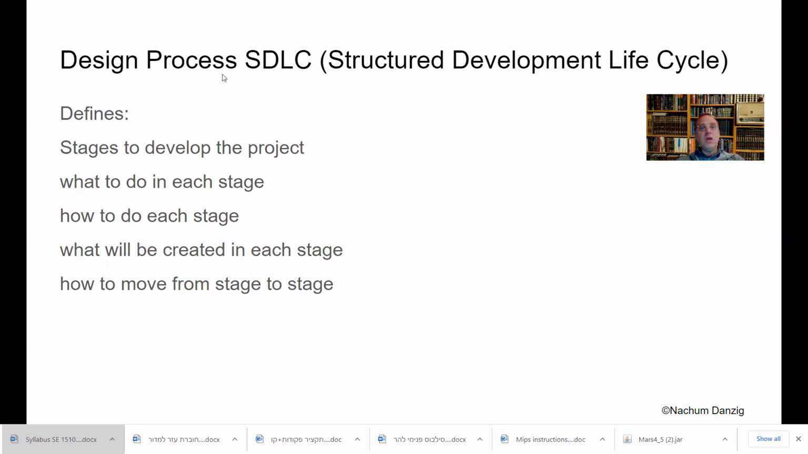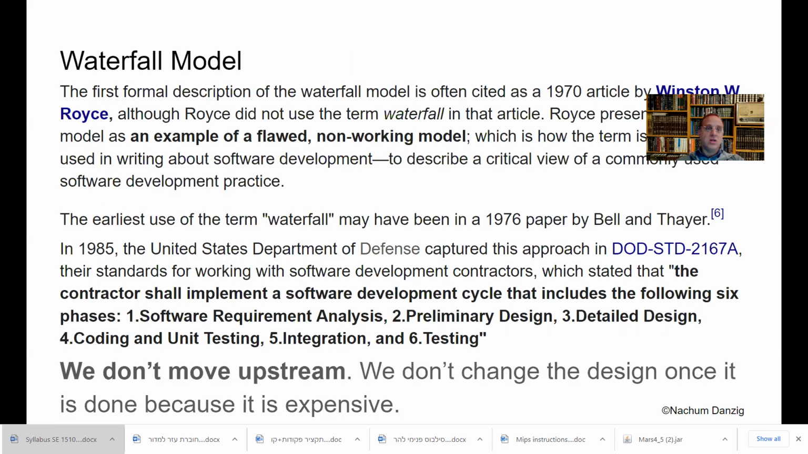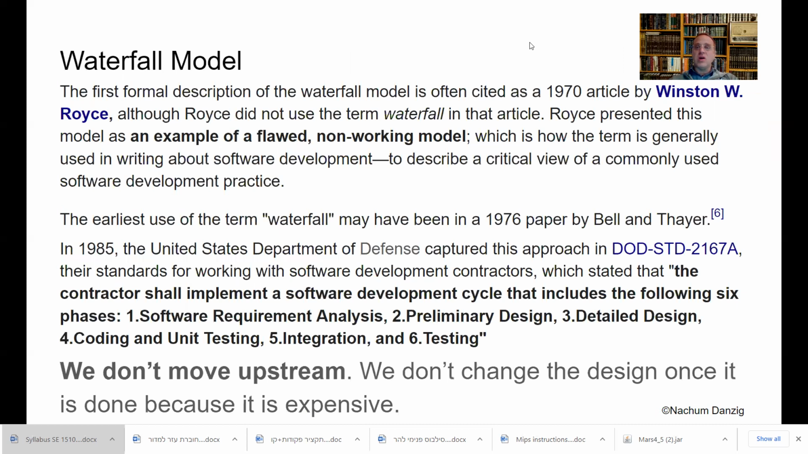Anyway, this SDLC, Structured Development Life Cycle, defines the stages to develop the project, what to do in each stage, how to do each stage, what will be created in each stage, and how to move from stage to stage. How do you know that you finished one stage and get to the next stage? What are your indicators to move from stage to stage? Okay, so now we're talking about the first model that actually is a software engineering model.